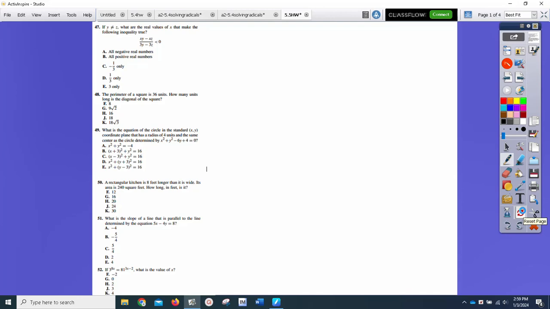51. What is the slope of a line that is parallel to the line determined by the equation 5x minus 4y equals 8? Oh, my Lord. I heard your former geometry teacher here complaining how her current students had no idea what perpendicular and parallel meant. Parallel has always meant same slope. It's funny how it works sometimes and sometimes it doesn't. So I'm going to make this thing look like y equals mx plus b. Because unless you lived under a rock, you know that this is your slope.